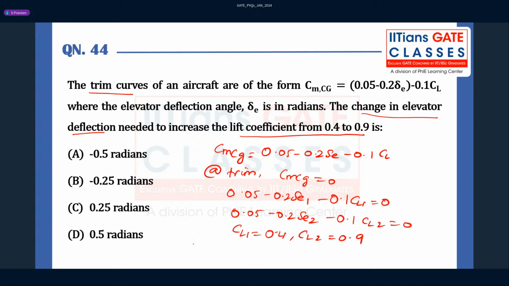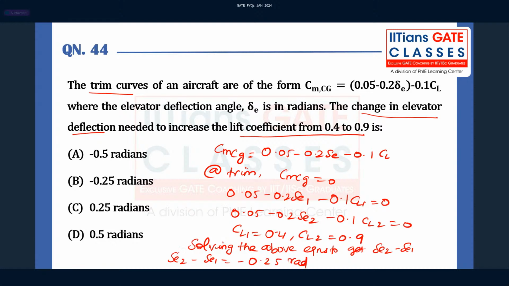my delta E2 minus delta E1, right? Solve this. So solving the above equations to get delta E2 minus delta E1, you can do that in simple math. So you will get delta E2 minus delta E1 as minus 0.25 radians. So bracket this again. This is my required answer, and the answer is option B, which is minus 0.25. Clear? Hope you guys don't have any doubts in this.